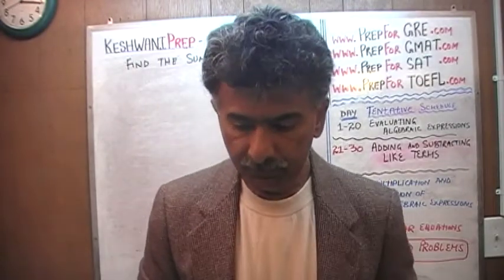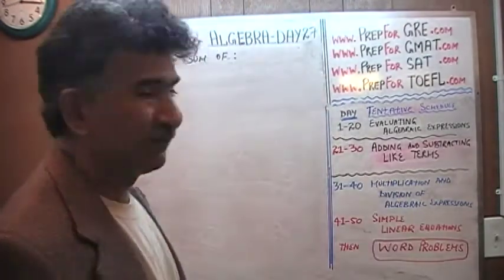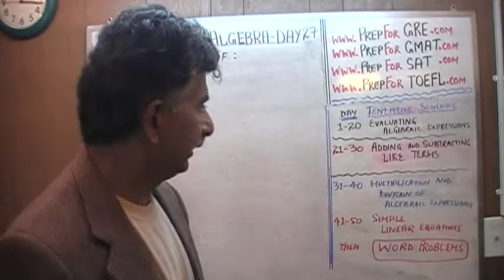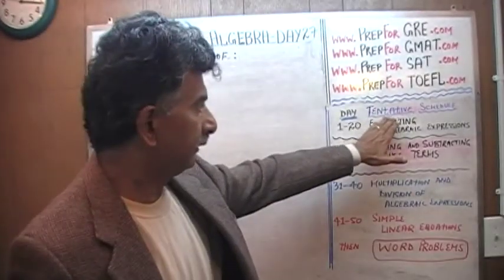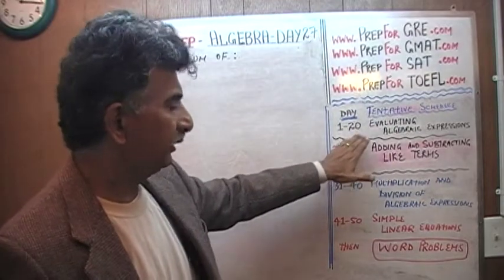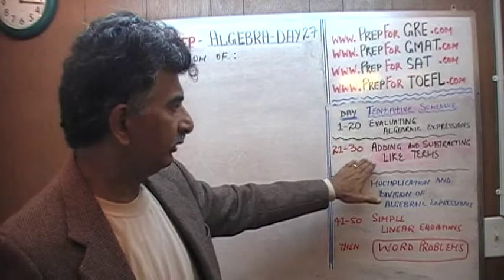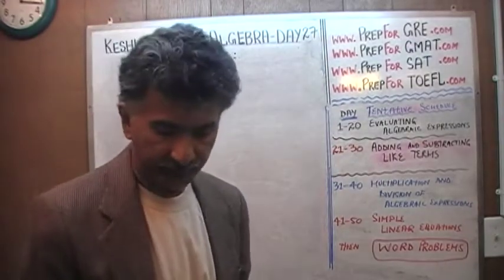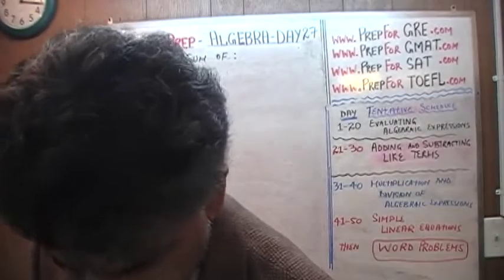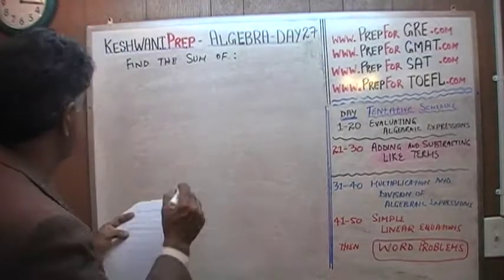Today is our day number 27. Here is the schedule that I'm following. This is the tentative schedule. I may have to change something, but the first 20 days we learn how to evaluate algebraic expressions. Right now we are learning how to add and subtract like terms. Let's take a look at the very first problem we have for today.